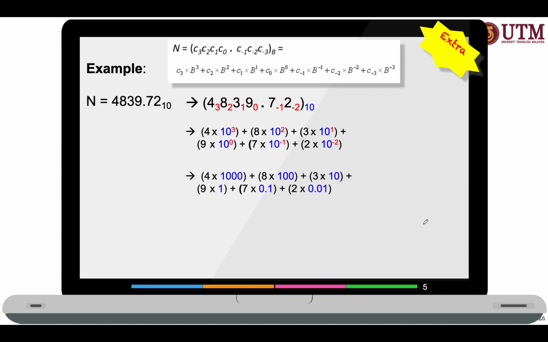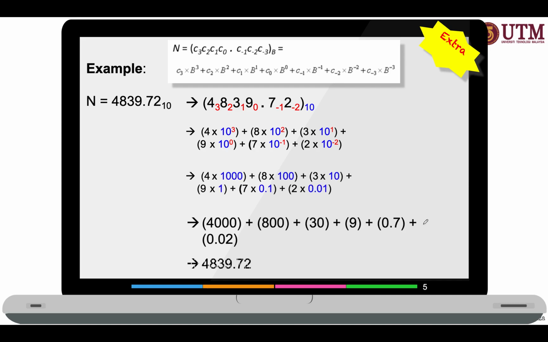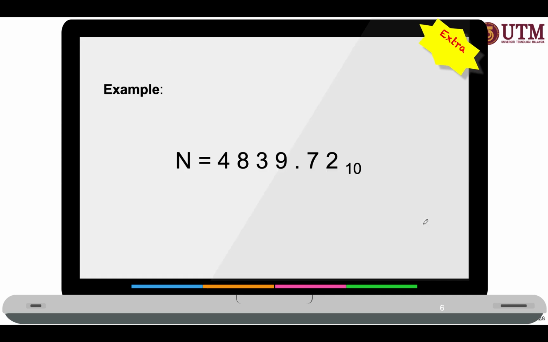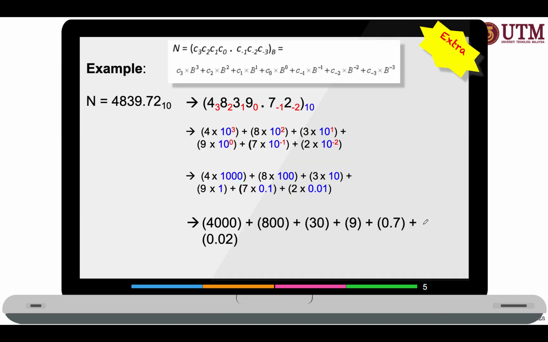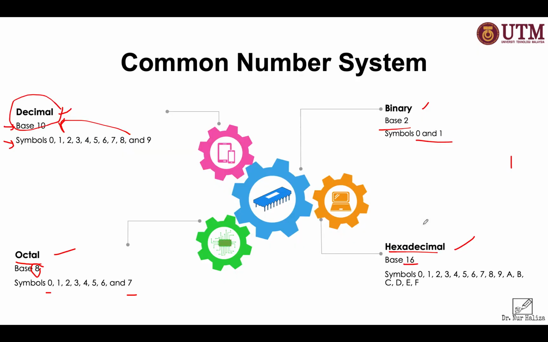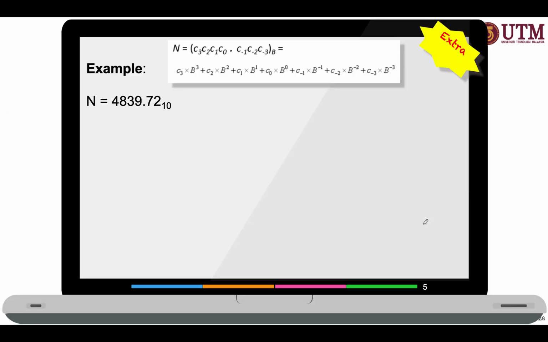This is on the examples of base 10, but I think before that, okay, let's have a look into base 10. Over here, this is the example of the numbering system that you always look into. So let's say you have 4839.72, which is base 10.